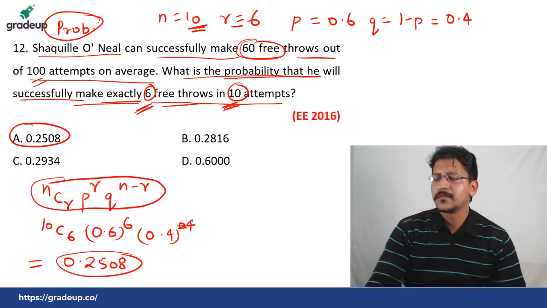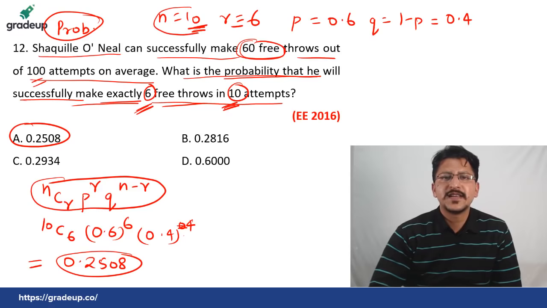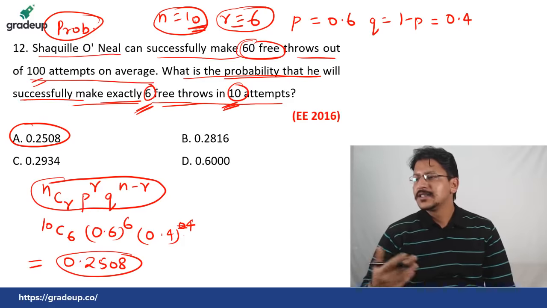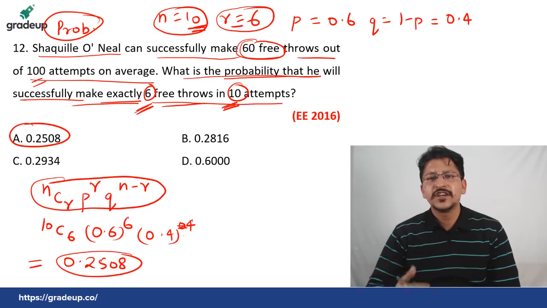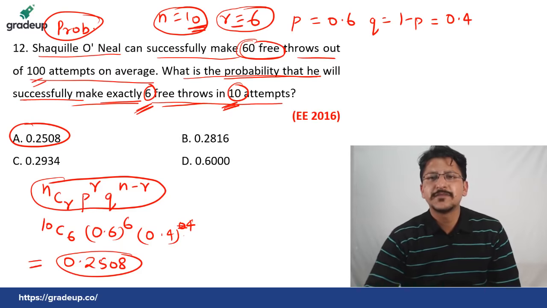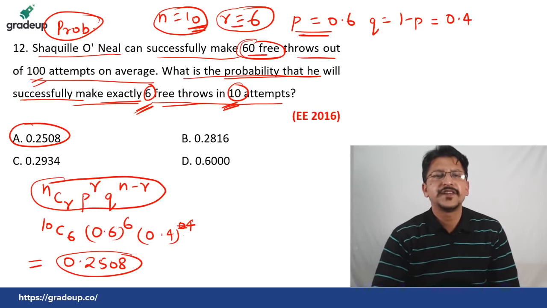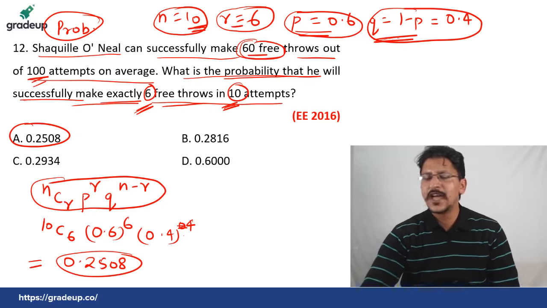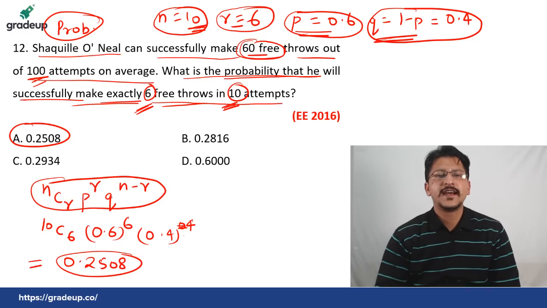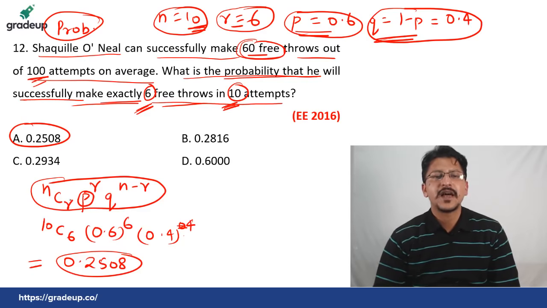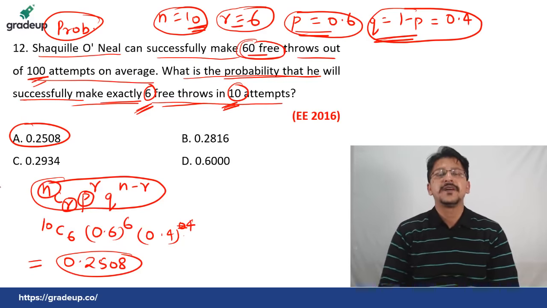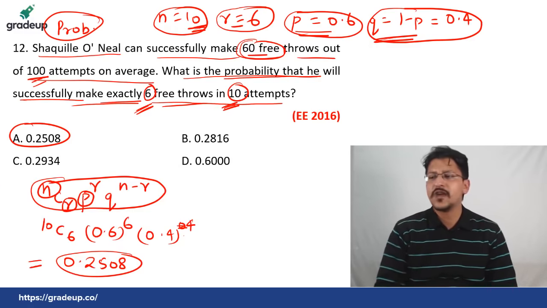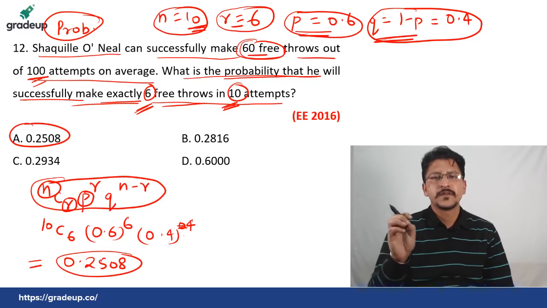Okay. This is the problem. Shubham, what is not understood? What did you not get? See, this is the total number of attempts that he has to make, and this is the exact number of attempts for which he requires success. This is the probability of his success, because he can make 60 free throws out of 100 attempts. That means his probability of success is 0.6, and his probability of failure is this. And this is the formula for getting the probability of success in R attempts when the total number of attempts is N.